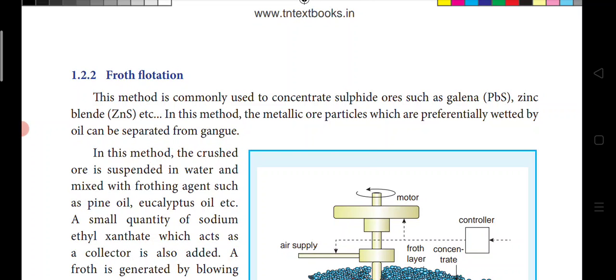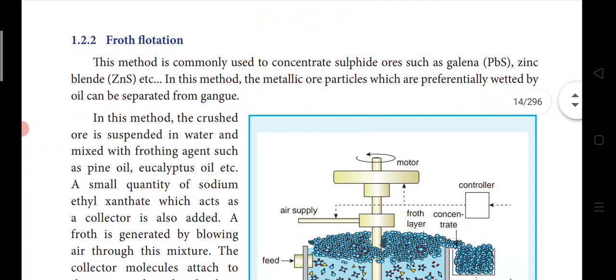This method is commonly used to concentrate sulfide ores such as galena. So froth flotation is generally used with galena, and zinc blende. So these are the two common sulfide ores to which this froth flotation is applicable.